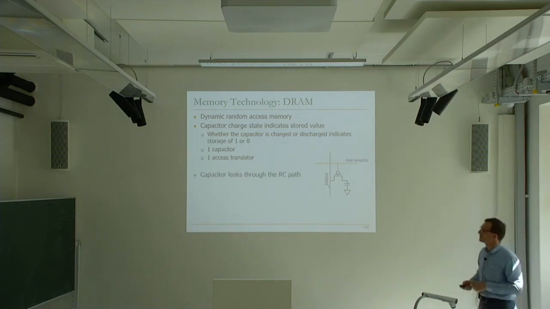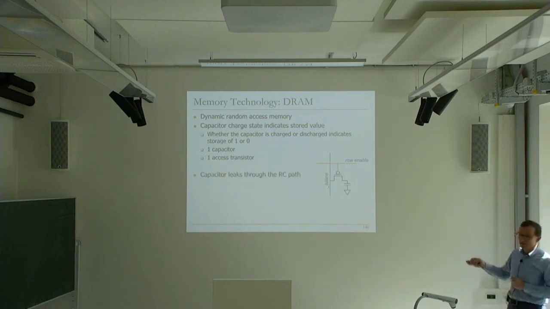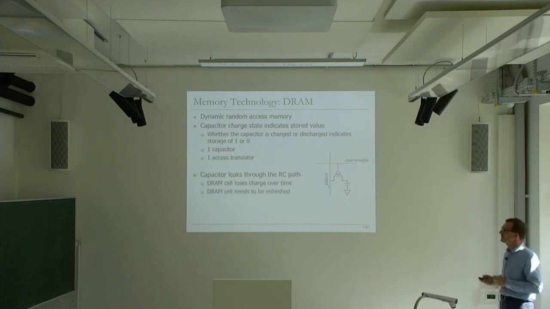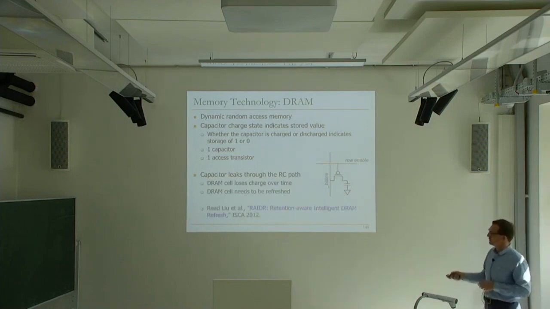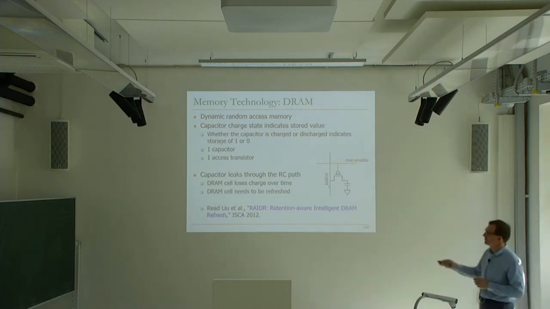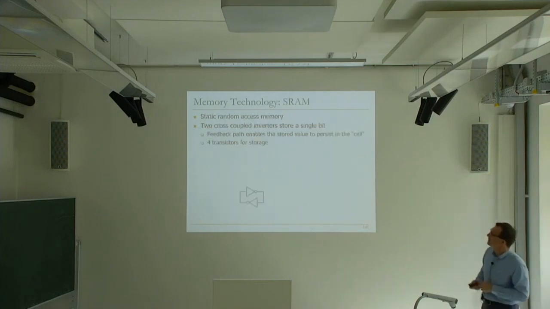Of course, there's a lot of work that goes into building that sense amplifier, which we're not going to go into. One of the issues with this technology that we know is that the capacitor leaks through the RC path, the resistance conductance path over here. As a result, the DRAM cell loses charge over time, which means that it needs to be refreshed. And we're going to cover this paper that I mentioned earlier. This talks a lot about refresh, modern mechanisms for refresh, actually, which should be interesting.